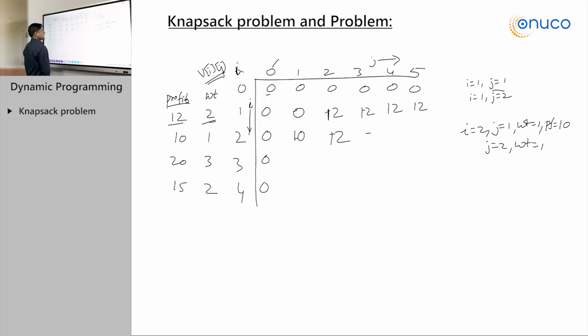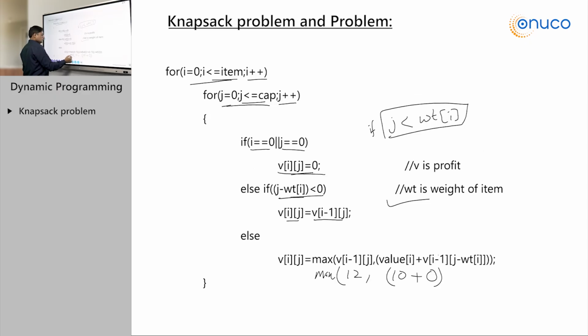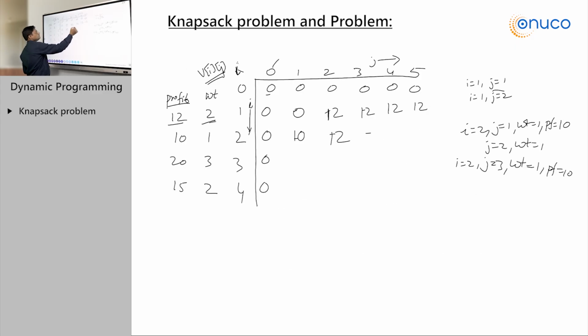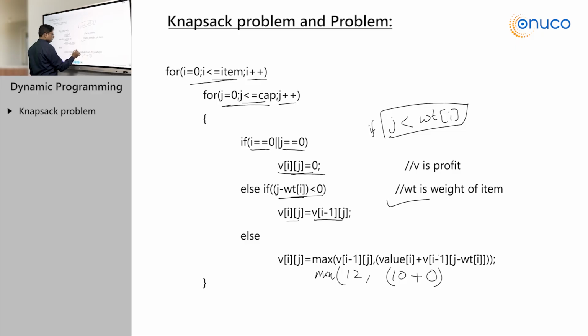Now look at these positions. In this case, J is 3. Weight is still 1, I is still 2, profit is still 10. Right? These positions, 3 minus 1 is 2. Else part. So here we are going to define previous row, same column. What is previous row, same column? It is 12. Alright, so the value I am writing over here is 12, comma.